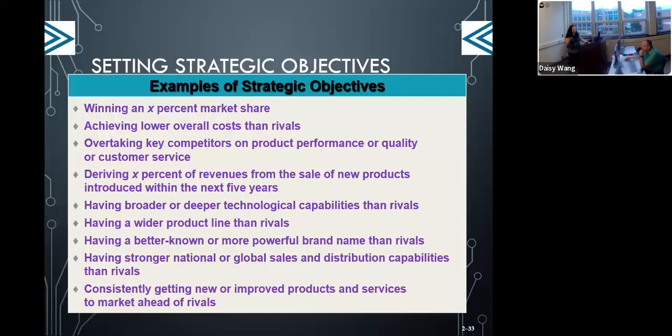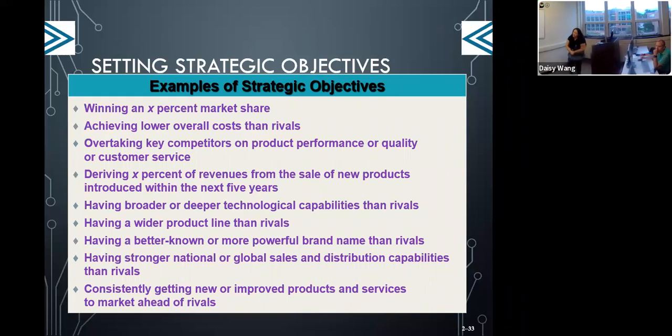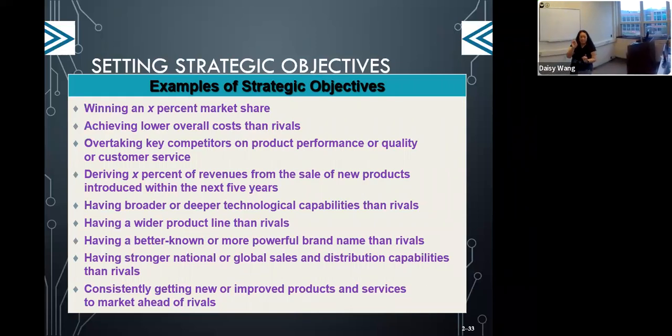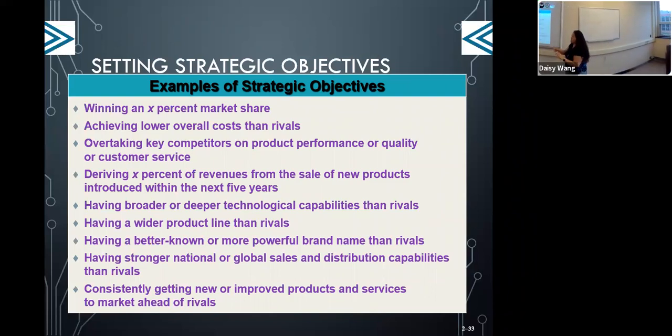The strategic objective is a certain percent of market share. So you still have numbers, you can still measure this. It's just compared to the whole market. This is not something you will see on the income statement. It's more of the market report.